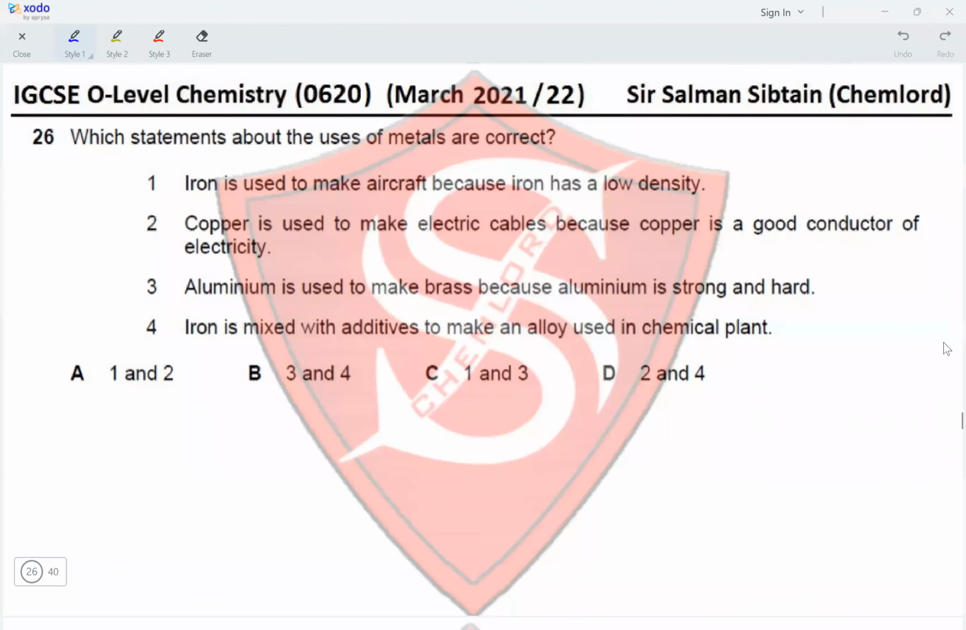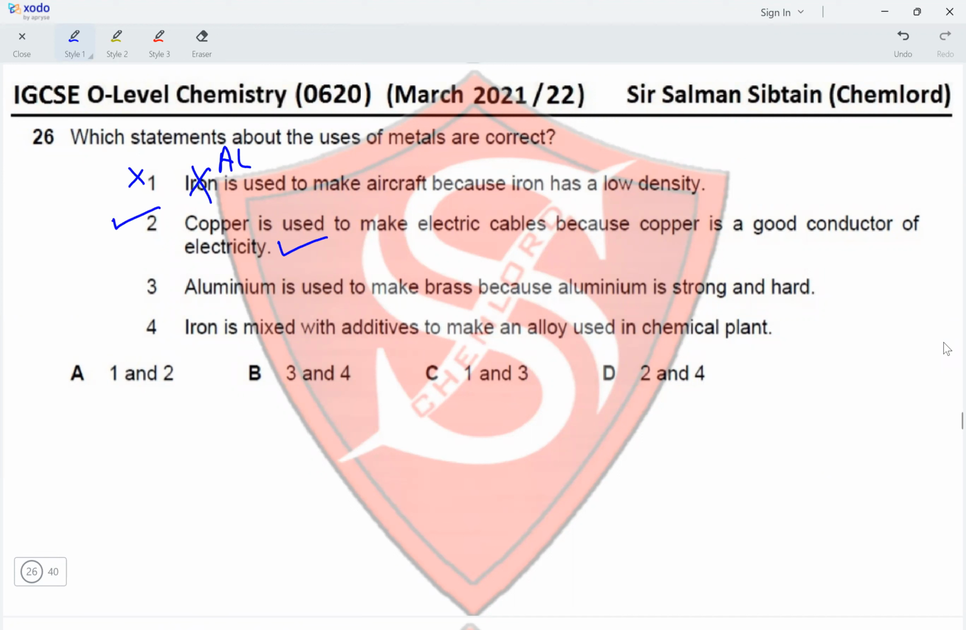Question 26. Which statements about the use of metals are correct? Iron is used to make aircraft because iron has a low density. No, that would be aluminum, not iron. So this is incorrect. Next, copper is used to make electric cables because copper is a good conductor of electricity.